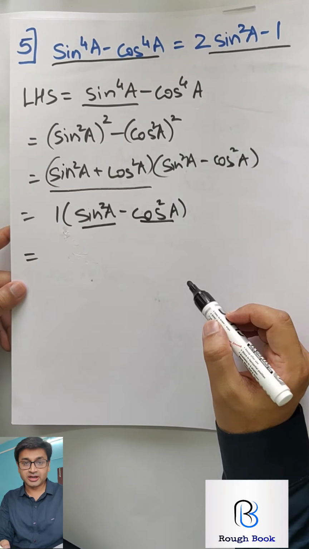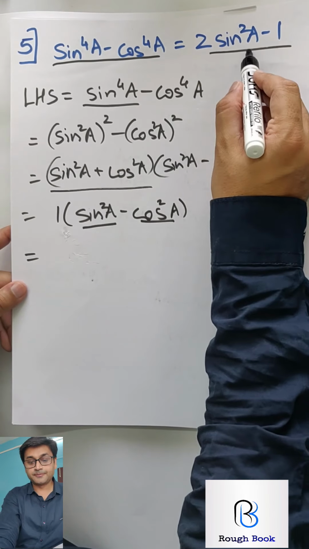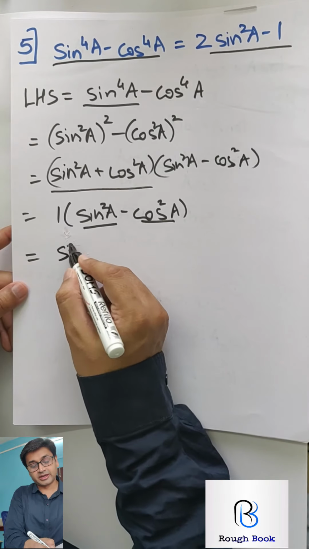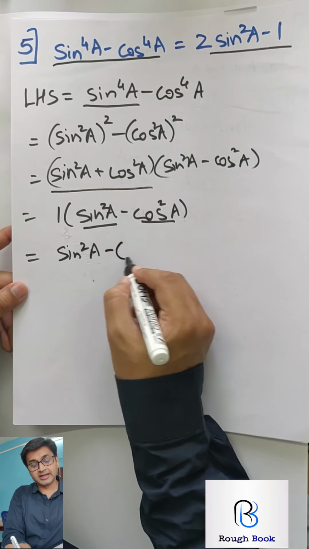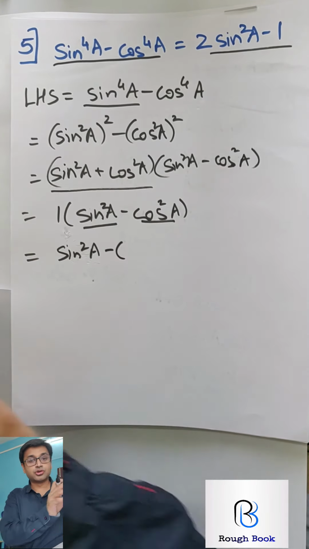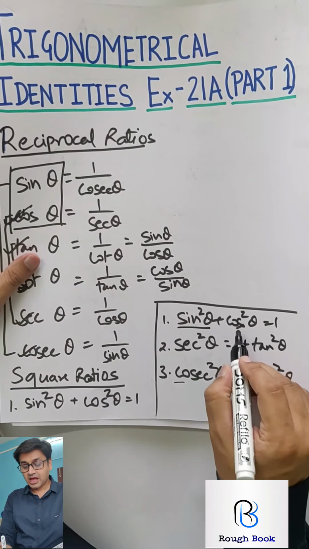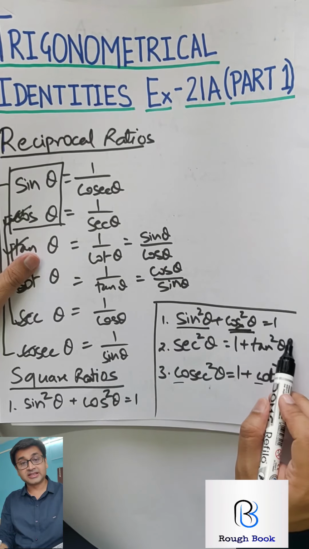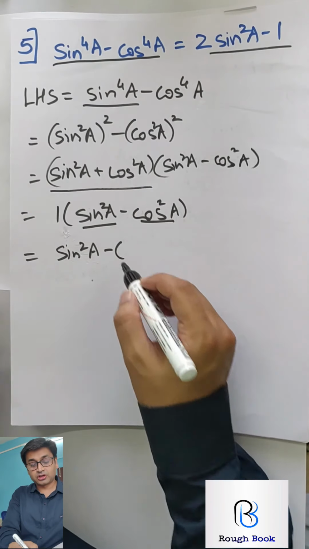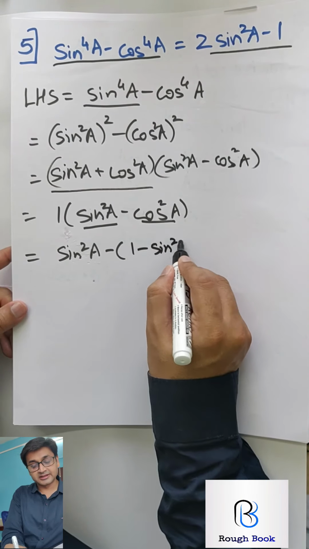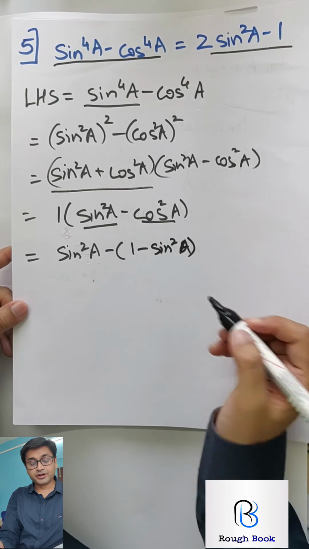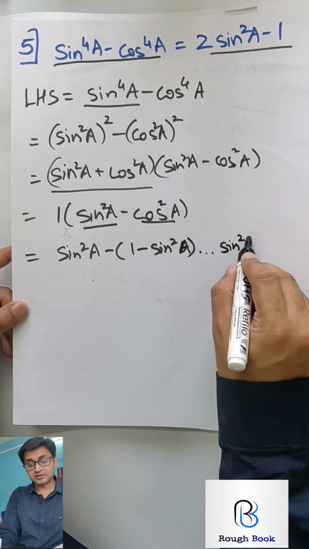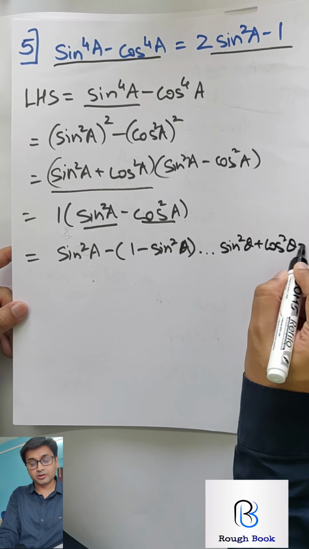Now sine square minus cos square. So my eye is on the right hand side. I need sine square, but I don't need cos square. So what can I write for cos square? Any clue? How should I eliminate this cos square? So you should add your square ratios again. I want cos square, so cos square can be written as 1 minus sine square. So convert this cos square as 1 minus sine square and put it in bracket so that the sine can take care of it. Write the reason, sine square plus cos square is equal to 1.